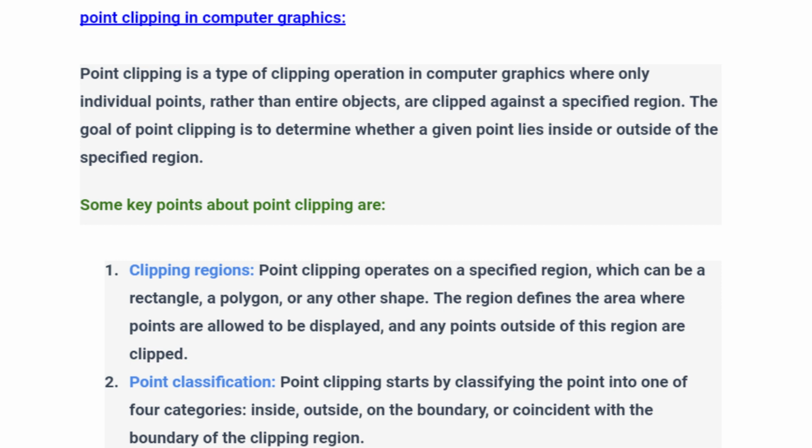Point classification. Point clipping starts by classifying the point into one of four categories: inside, outside, on the boundary, or coincident with the boundary of the clipping region.